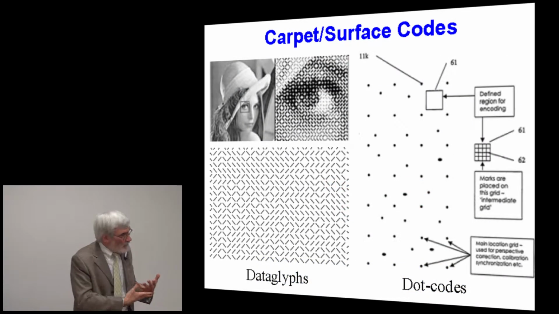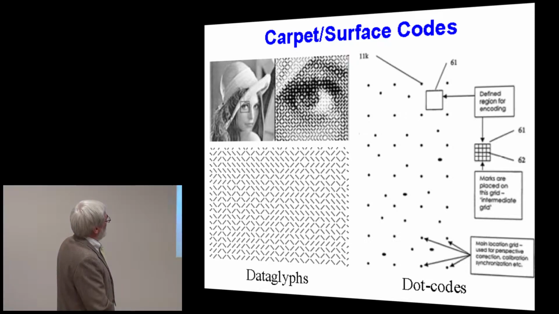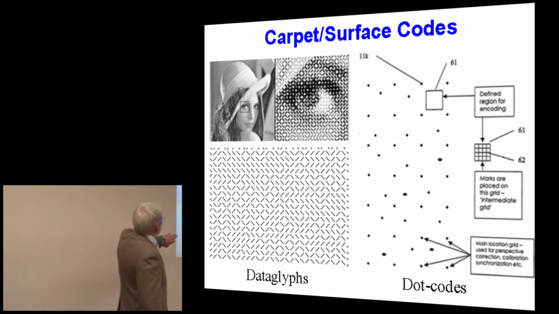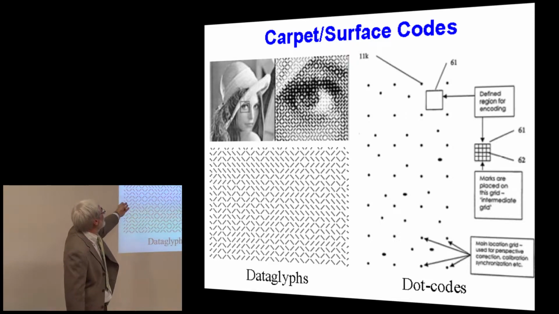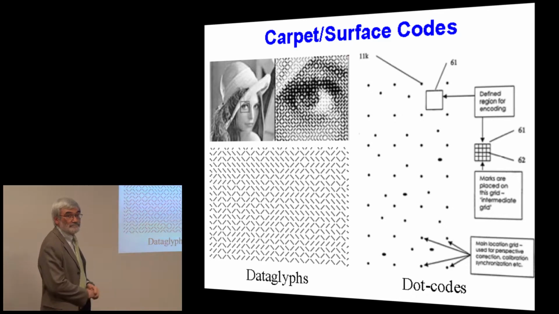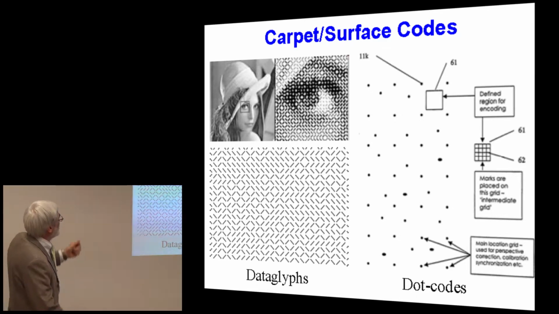There are even more advanced ways to approach this. For example, data glyphs, Xerox idea. This is just an enlarged, zoomed version of what is there around the eye. And this is actually decoded information. Of course, shapes are distorted there. You have to introduce different levels of gray. But yeah, this is one way.